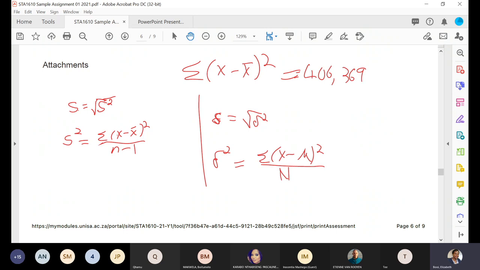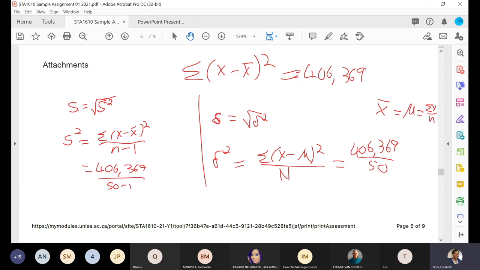Now, the difference between the two is that the mean bar and the mean are the same. It's the sum of your observation, N or capital letter N. You can use the same formula to calculate both of them. So we can calculate for the population: 406.369 divided by 50, and for the sample: 406.369 divided by 50 minus 1. So do both calculations and tell me which one is which.